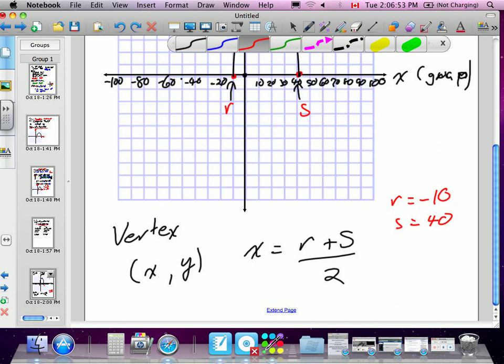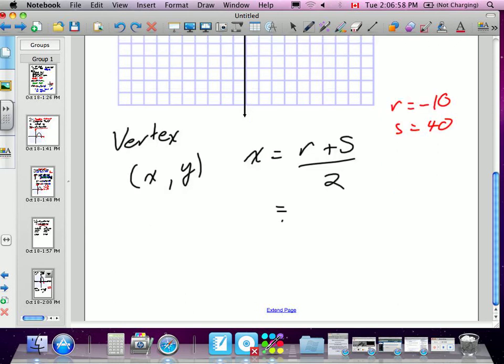So r is negative 10 plus positive 40, divided by 2. Negative 10 and 40 is 30, divided by 2. Our x value of the vertex is 15.